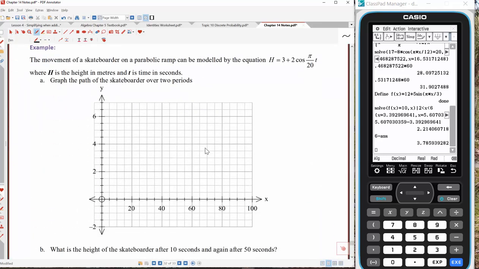All right, we'll work one more example. The movement of a skateboarder on a parabolic ramp can be modeled by this equation. So let's see what this skateboarder does. Starts at a height of 3, but this is a cosine function. 3 plus 2 means the skater starts at 5. Now the period is going to be 2 pi over pi on 20, which is 40. 40 divided by 4 is equal to 10, so my scale is 10.